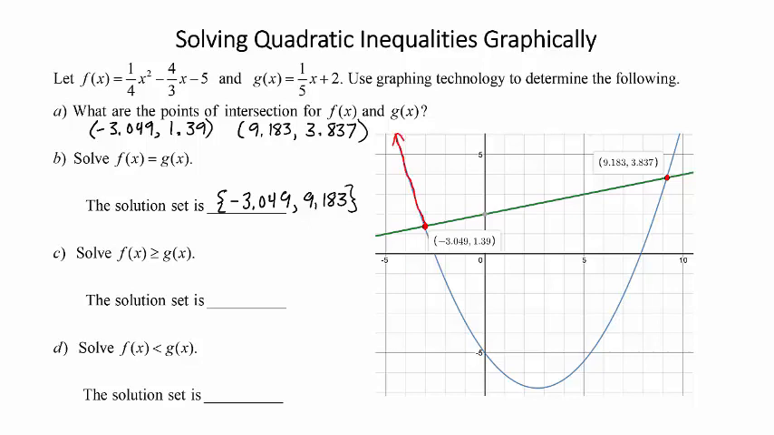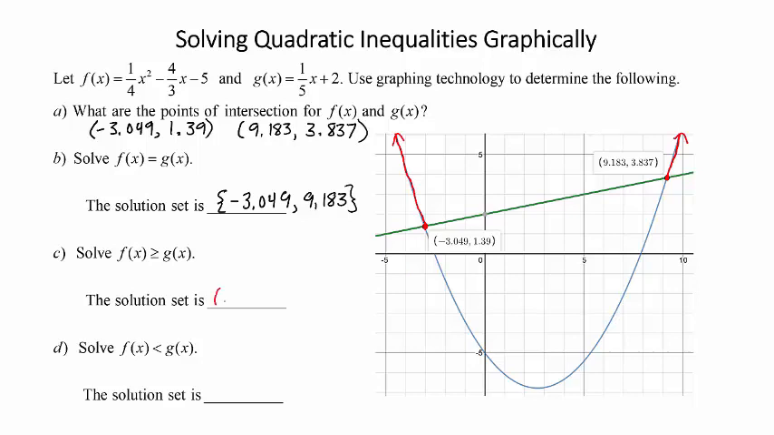Out here to the left of negative 3.049 and then out to the right of 9.183, right? So that part that I just shaded there in red, that's the solution set. Okay, so how do we write that? State the domain of it.